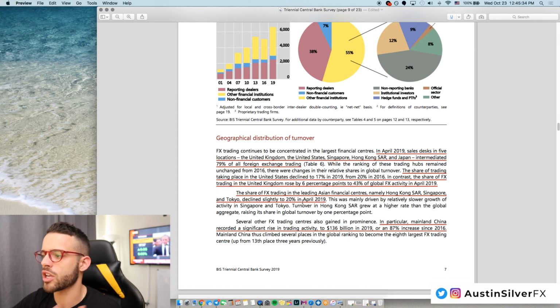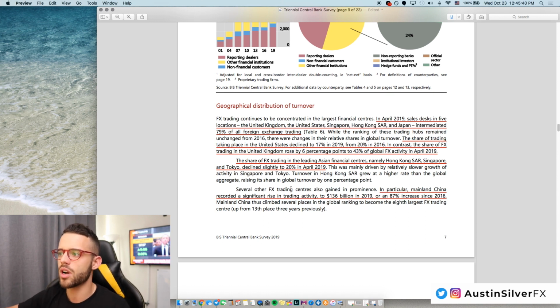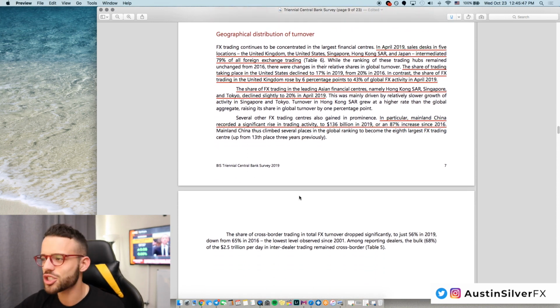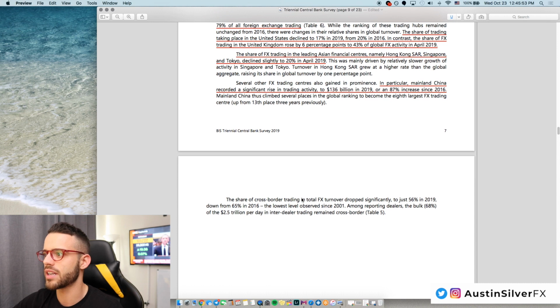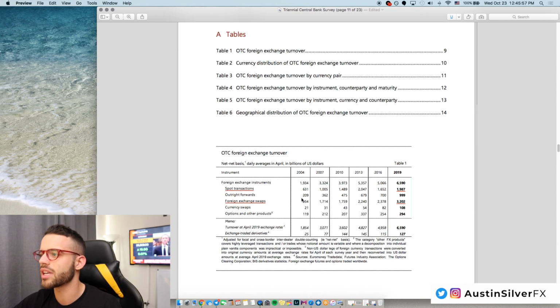The last point here, talking about geography, it says the share of FX trading in the leading Asian financial centers, which is Hong Kong and Singapore and Tokyo, declined slightly, just to about 20%. So again, not a huge change over 3 years there. The biggest change, as far as where traders are actually sitting when they hit the button, is China. Most of it changed in China. US decreased a little bit, UK increased a little bit, China was where it's at.